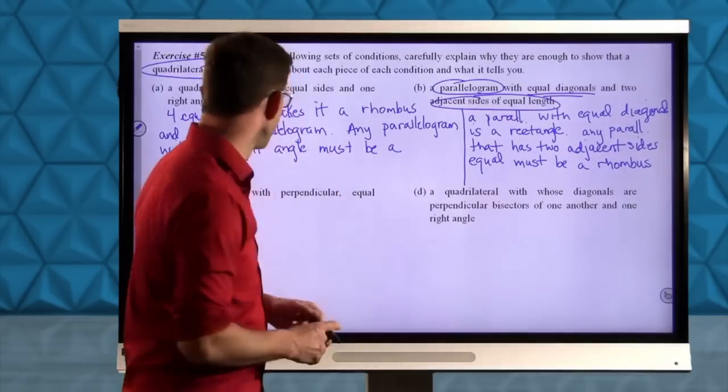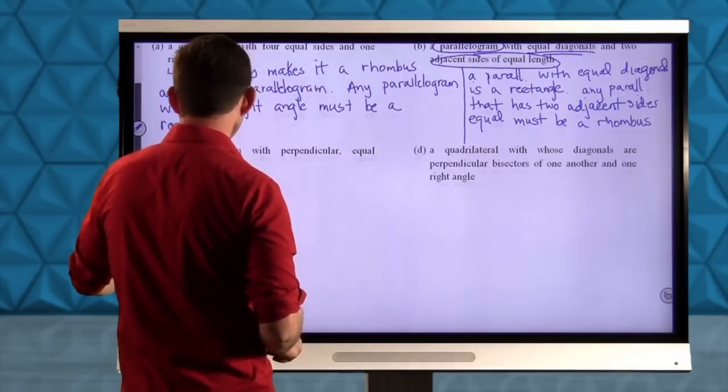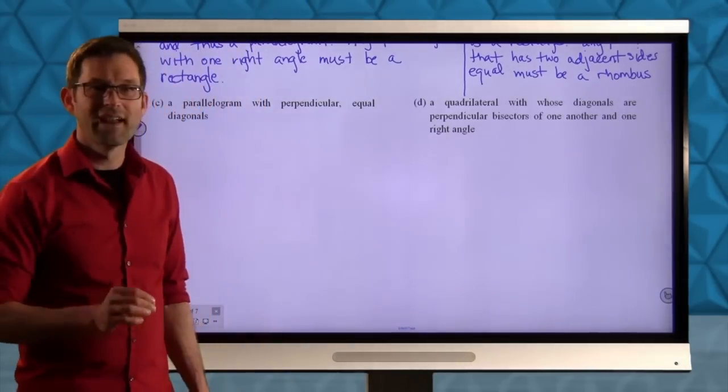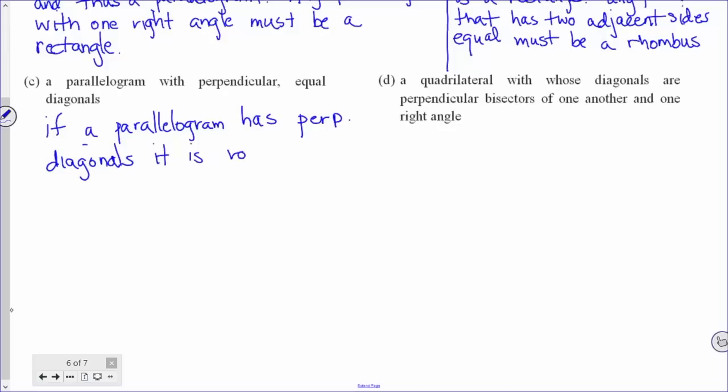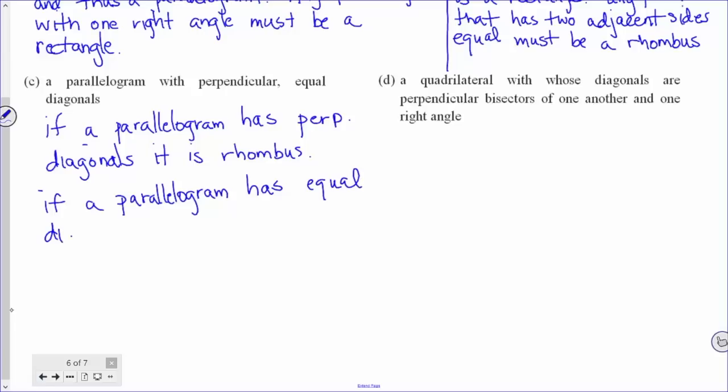Okay? Let's take a look at letter C. A parallelogram with perpendicular equal diagonals. Awesome. Well, this one's really great. If a parallelogram has perpendicular diagonals, it is a rhombus. If a parallelogram has equal diagonals, it is a rectangle.